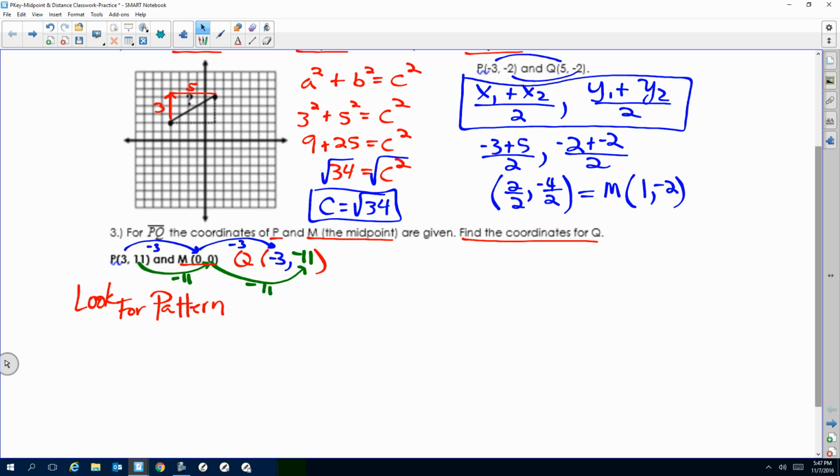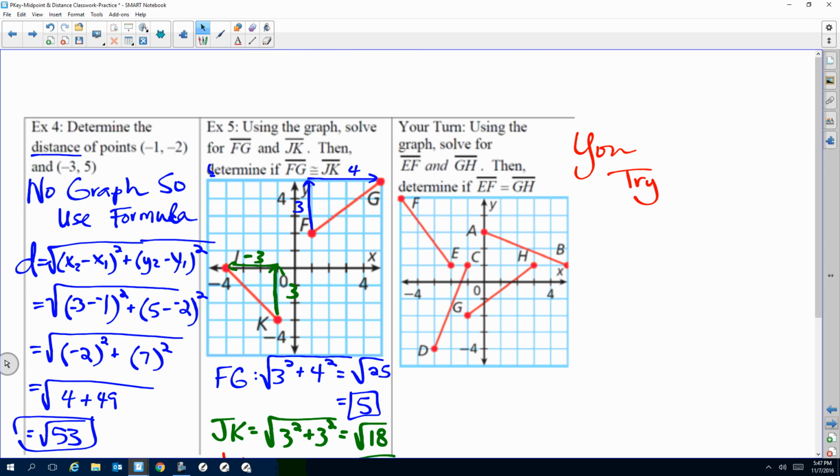Now, when we get to example 4, since there's no graph, you need to use your formula for distance. Basically, to find the distance, you find the difference in the x's and the difference in the y's. Subtract them, square them first, then add your squared lengths, and then take the square root. I just plugged in the values in the formula and then simplified. Notice you're following order of operations: parentheses, exponents, addition, and then your radical.